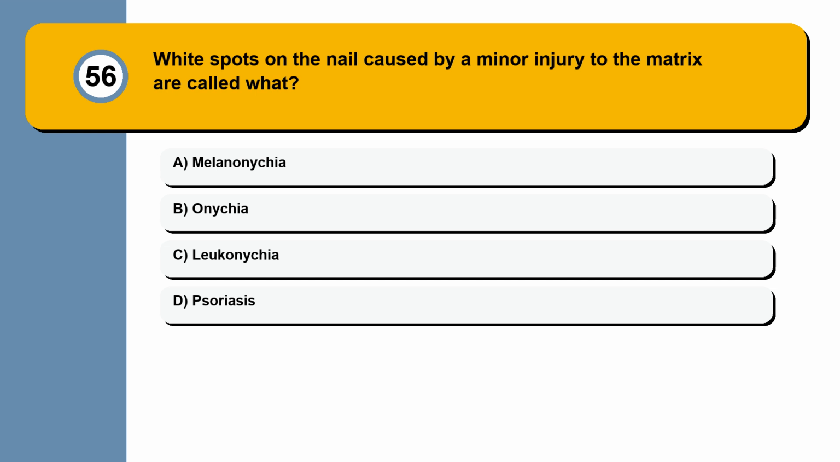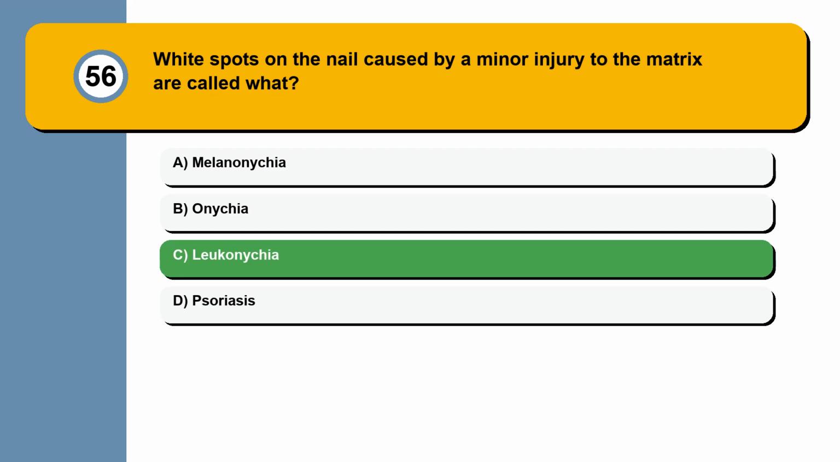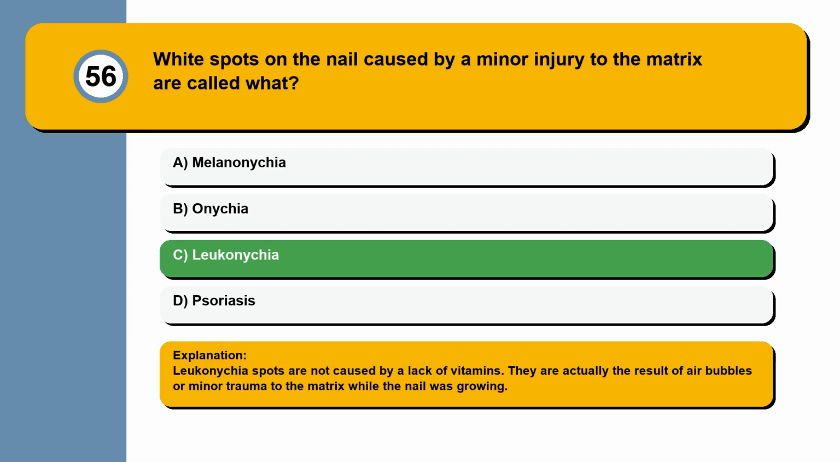Question 56. White spots on the nail caused by a minor injury to the matrix are called what? Melanonychia, onychia, leukonychia, psoriasis. Leukonychia spots are not caused by a lack of vitamins. They are actually the result of air bubbles or minor trauma to the matrix while the nail was growing.